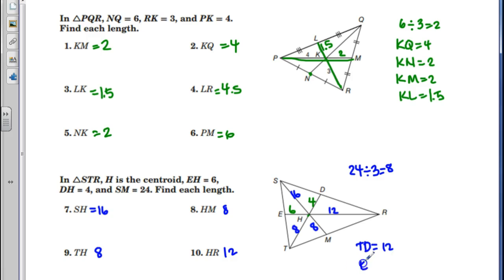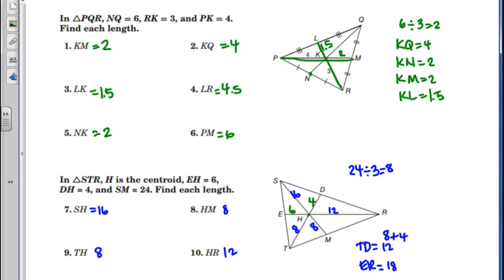And then how about ER? So this whole thing, 6 plus 12 is 18. All right, let me go back to TD real quick. TD is here. TD was 8 plus 4. That's how I got 12. And then ER all the way across is 6 plus 12, which is 18. All right, hope that makes sense.